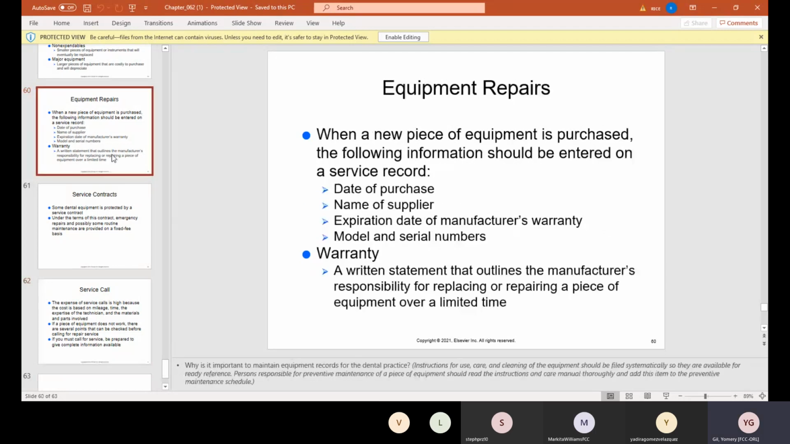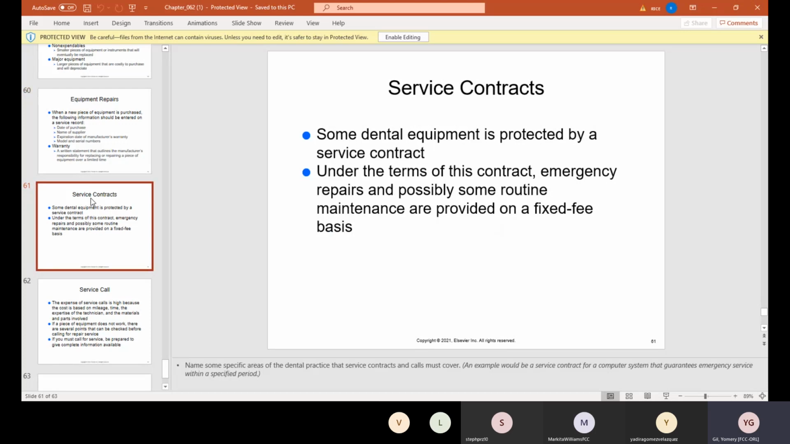Okay, and the warranty, a written statement that outlines the manufacturer's responsibility for replacing or repairing a piece of equipment over a limited time. So these warranties are usually for big equipment like the X-ray machines and the digital sensors and stuff like that. Service contracts. Some dental equipment is protected by a service contract. Under the terms of this contract, emergency repairs and possibly some routine maintenance are provided on a fixed fee basis.